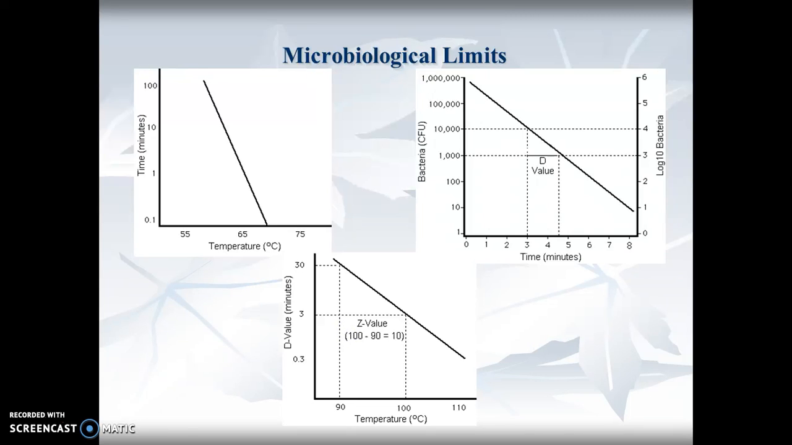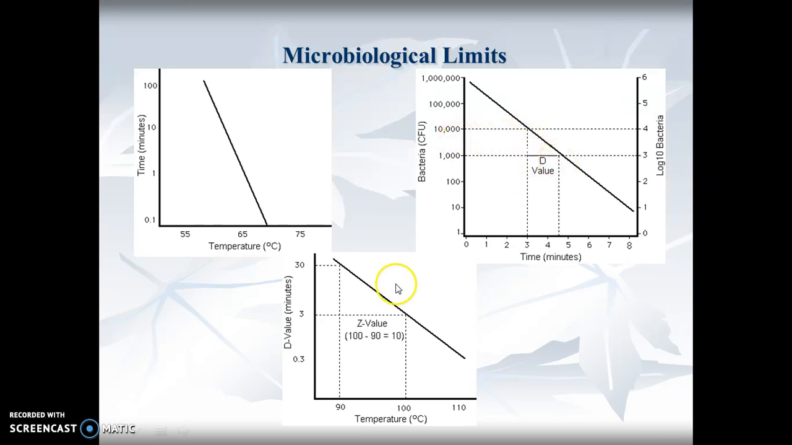Here are a couple of examples. You can see time in minutes, and you can measure the time and the temperature to see what your reduction is. Here we can see the D value. D value is the time in minutes to have a 1 log reduction. With bacteria, we're at 10,000, and here we've dropped to 1,000. We see it was 1.5 minutes to have that D value, that 1 log reduction, or basically a 90% reduction.